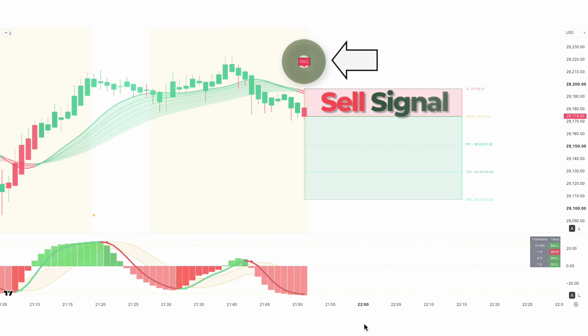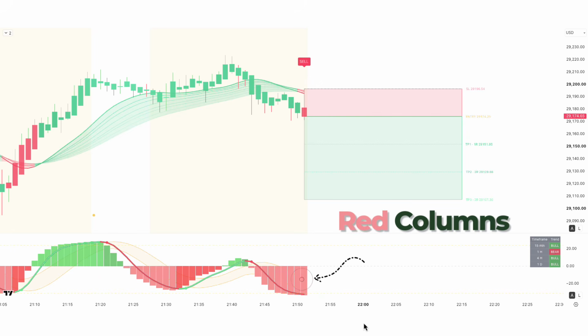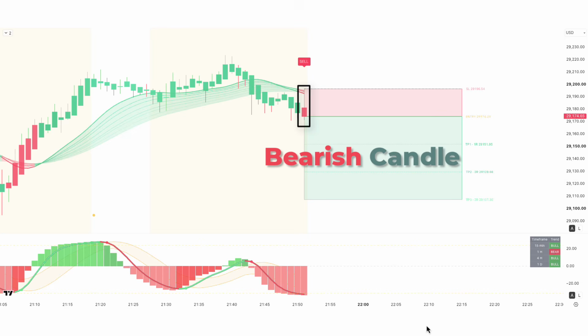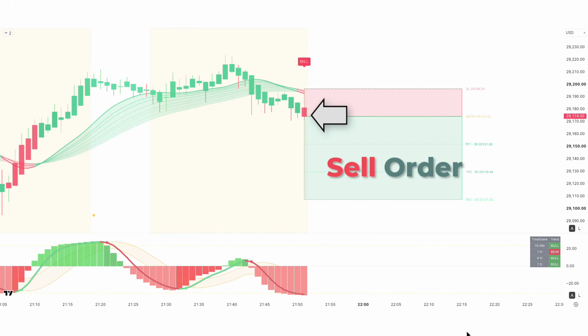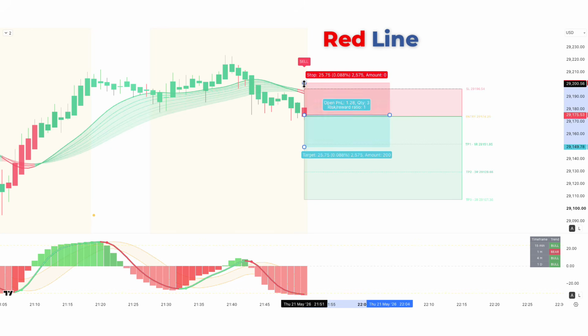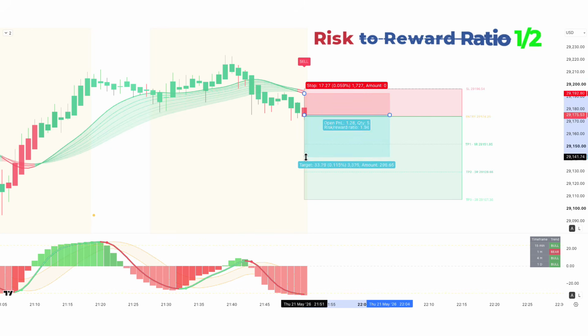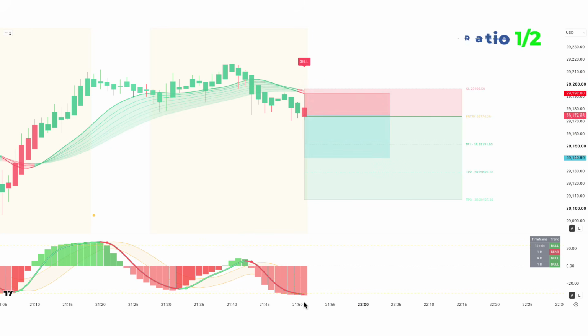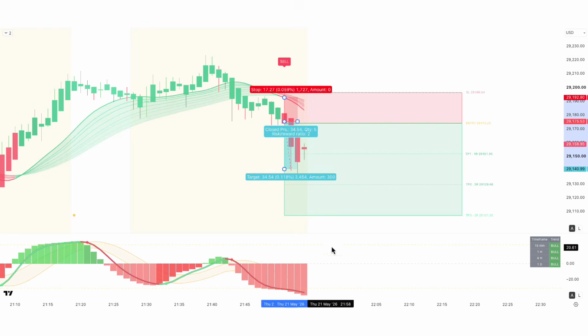When the Adaptive Momentum Ribbon shows an arrow down, this is a sell signal. When the Xtrender indicator shows red columns, and when the market forms a bearish candle, if this condition is fulfilled, then we will place a sell order. Our stop loss is to be placed at the red line, and the risk to reward ratio will be 1:2. The market has completely hit the target.